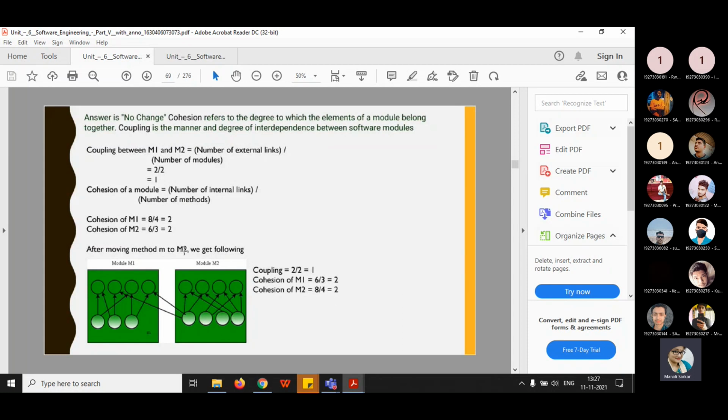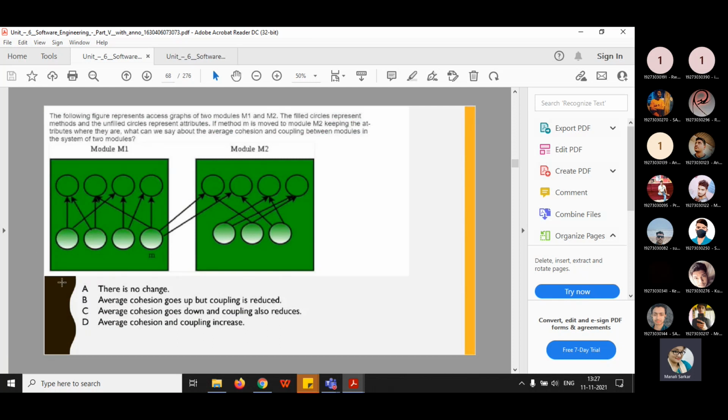So before moving this method from here to here, we are getting coupling 1, cohesion of M1 is 2, and cohesion of M2 is 2. And after moving this method, we are also getting coupling 1, cohesion of M1 2, and cohesion of M2 2. So see here, no change is happening. That's why the correct option is that there is no change.